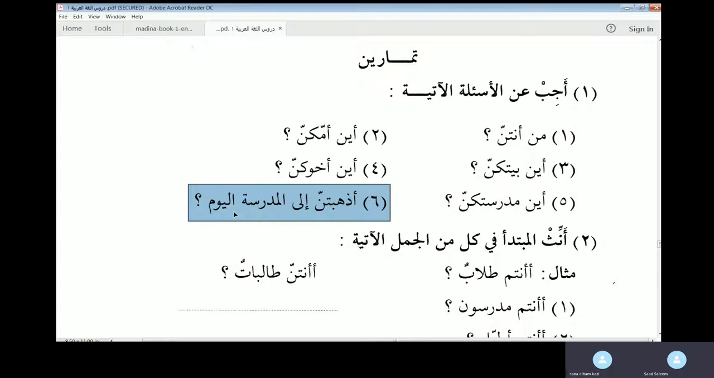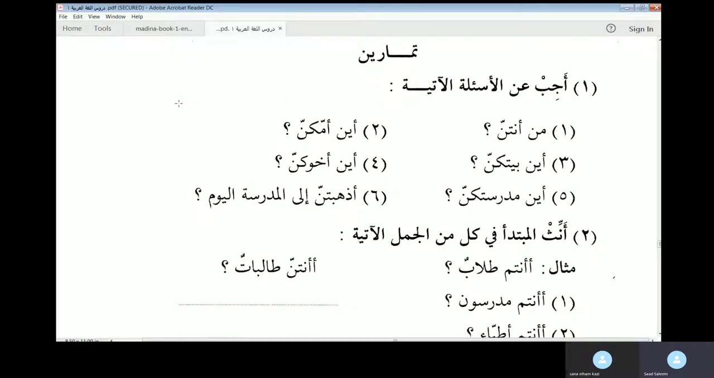Naam, zahabna wa raja'na. Okay, can we say naam zahabtunna here? No, we cannot say zahabtunna, because she is asking us and we will answer about ourselves, not the second person.